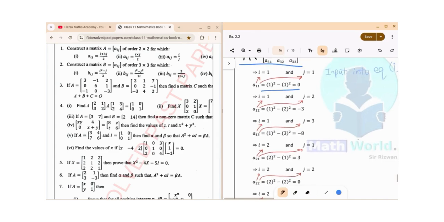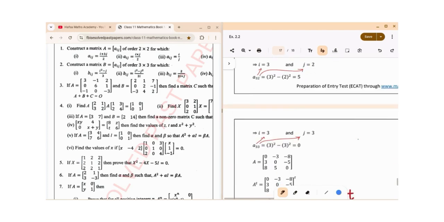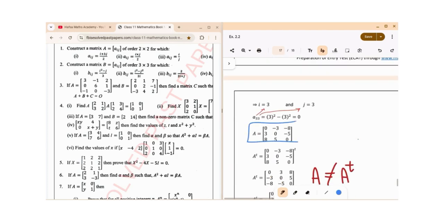They've just inputted everything into the formula and found the value, which we're going to put into our matrix right here according to the values that we found. And now we just have to prove whether it is skew symmetric. So the formula for a skew symmetric matrix is this.